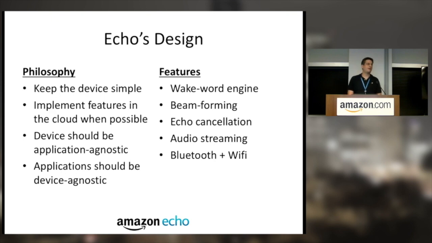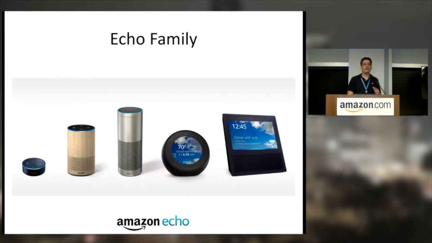So it's very, very simple, and most of the logic is implemented in the cloud. This is the Echo family. We have the Echo Dot, which is like the Echo, but with simpler speakers. The Echo that we just saw is the Echo Plus, that also contains an IoT hub built in. So if you have home automation, you can control it from there. It has Zigbee and Bluetooth capabilities to control your home devices.